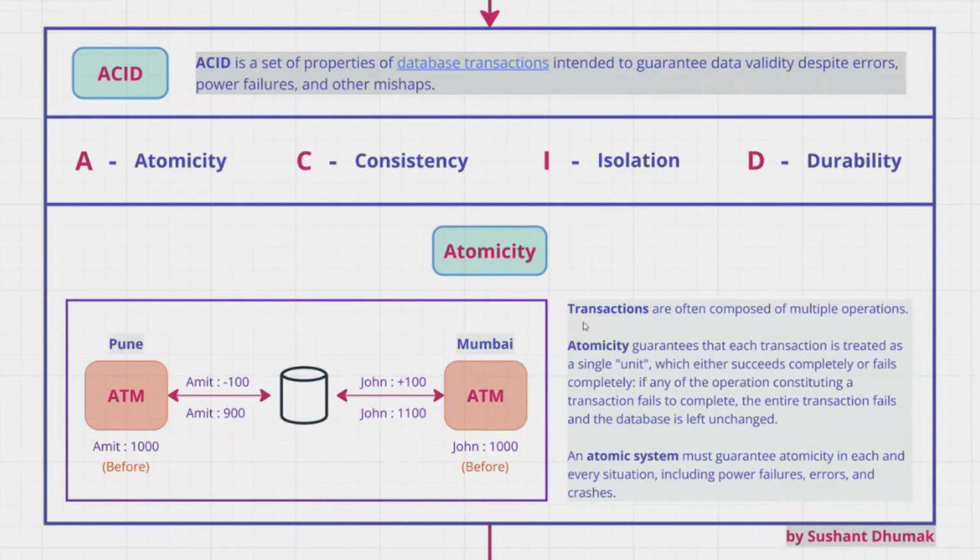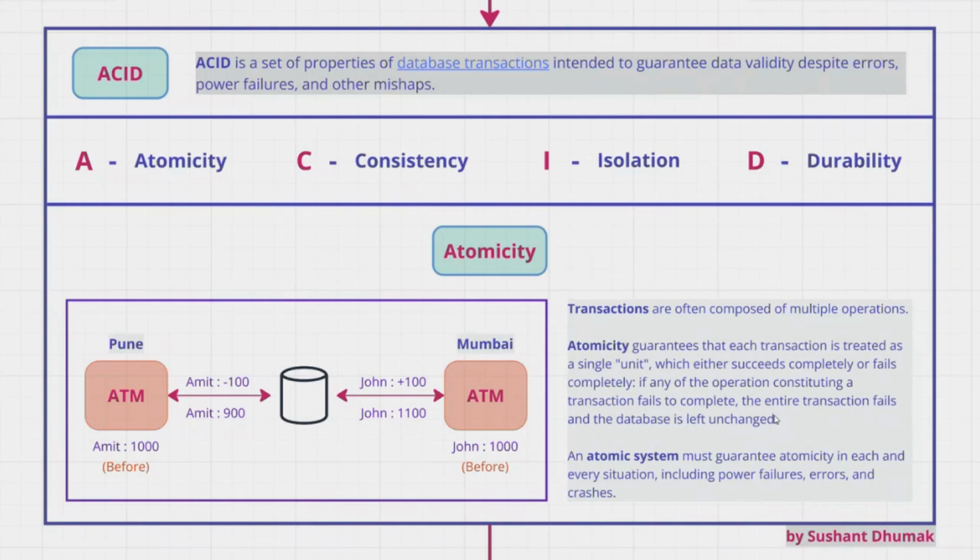If you look at atomicity first, it actually consists of multiple things. For example, a transaction is mainly composed of multiple operations. Atomicity guarantees that every transaction is treated as a single unit, where if any of the operations in that transaction fail, we consider it a complete failure. The entire transaction fails and the database remains unchanged. That is what is mentioned here.